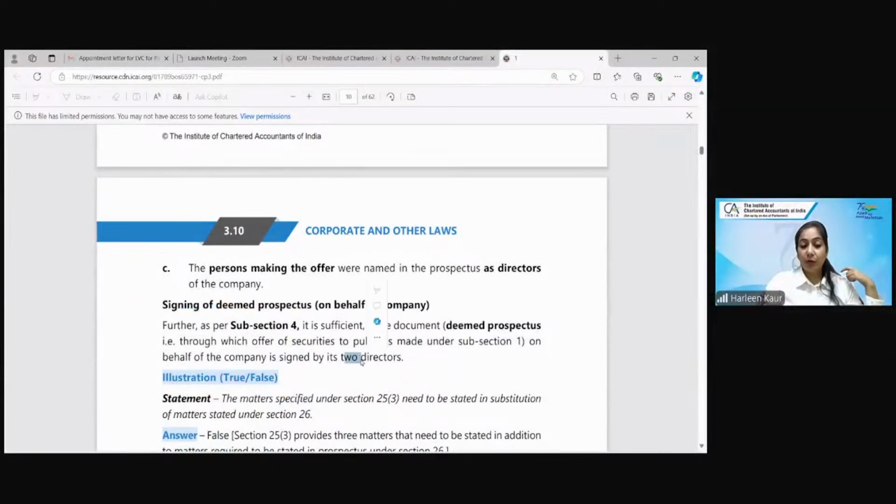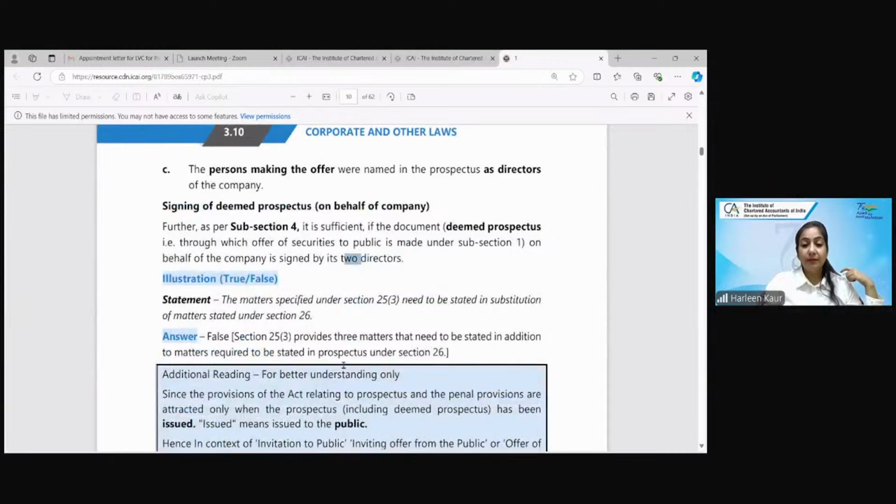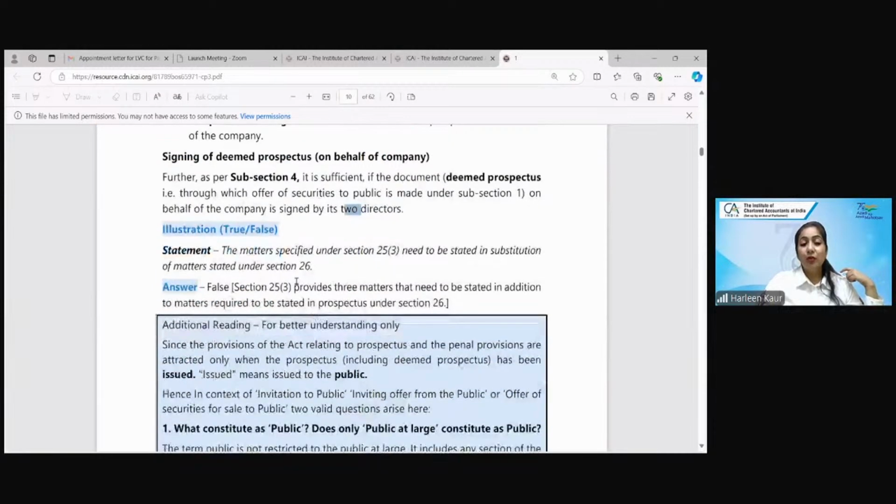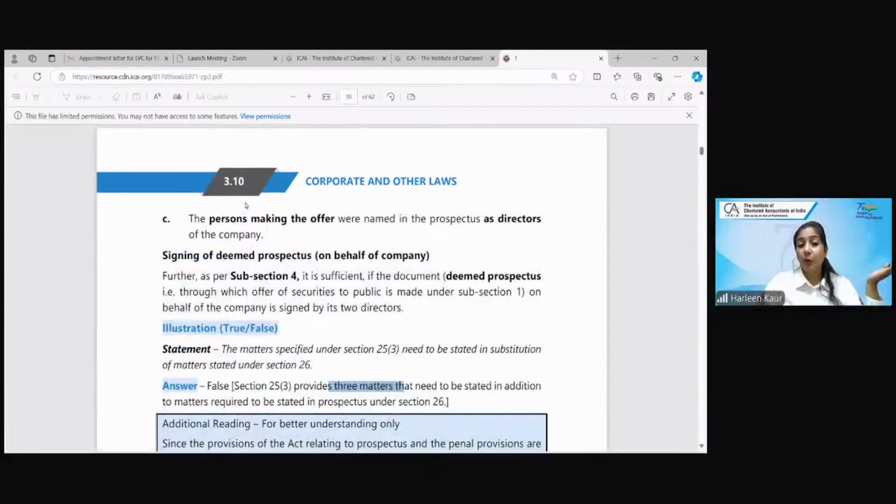Signing has to be done. We have already discussed, by 2 directors. So there is a true and false which is given. Matter specified under section 25 subsection 3 should be in substitution. No. These are the additional matters. So very important, please understand this page number 3.10.